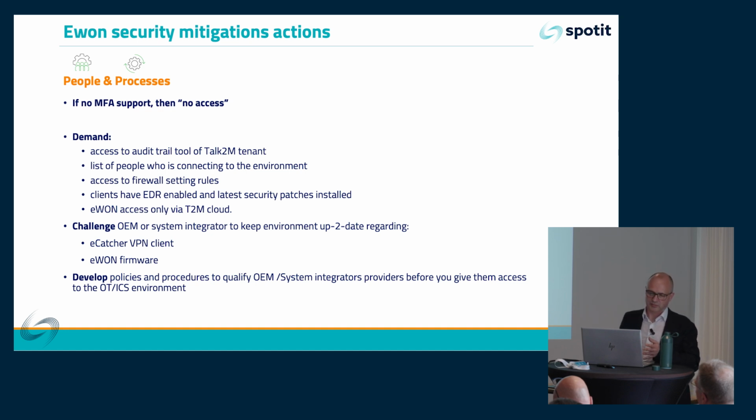And also, you need to make sure that clients who have the eCatcher client also have endpoint detection and response enabled and the latest security patches installed. Also, E1 access, you should only allow it via Talk2M Cloud, because you can also connect it directly to the internet and it's even less secure. Also, in regards to software, you should challenge your integrator and ask them to keep your environment up to date regarding eCatcher VPN clients and E1 firmware. Software is prone to vulnerabilities, so both should be updated on a regular basis.